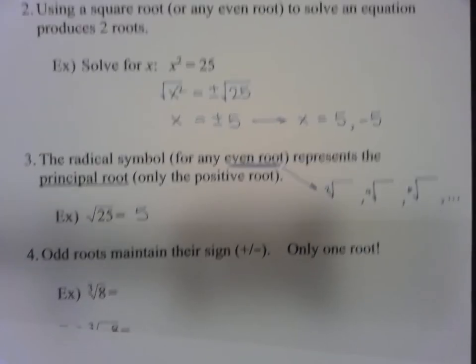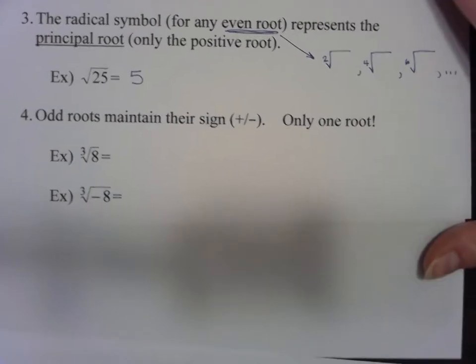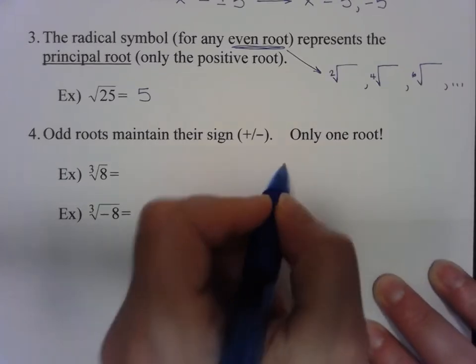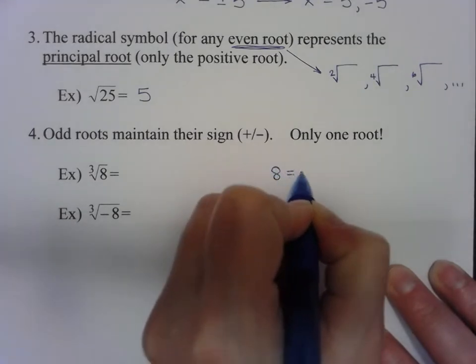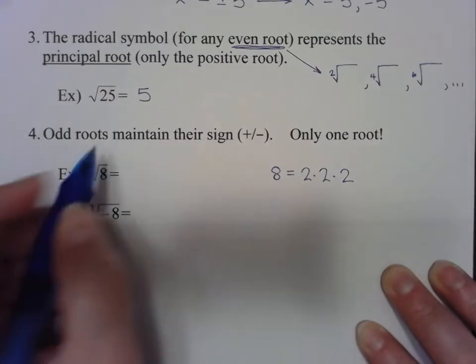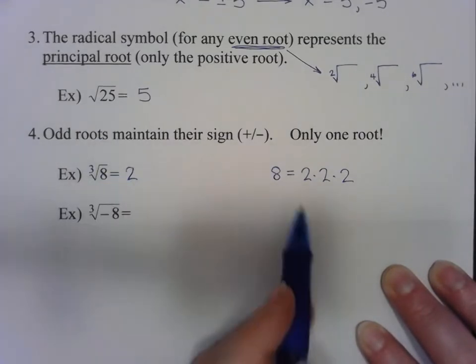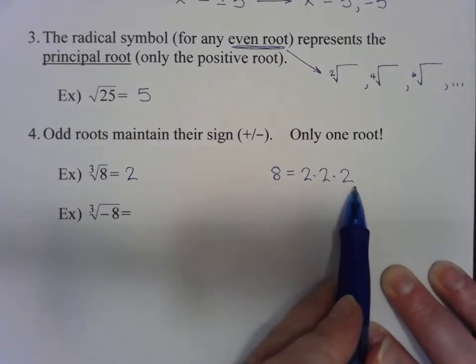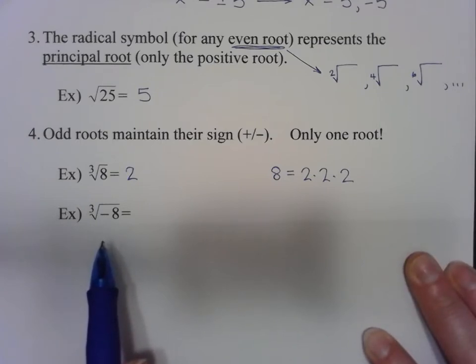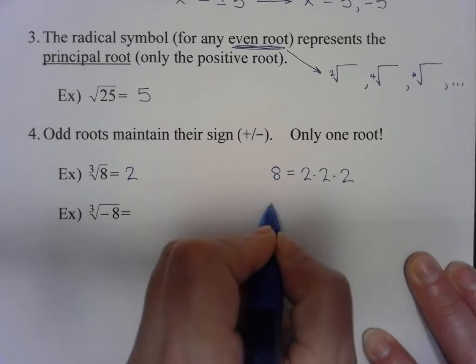Okay, the last property that we're going to look at deals with odd roots. This one says odd roots maintain their sign, and so we end up with only one root. If I'm taking a number and breaking it into an odd number of factors, like a cube root, I'm breaking it into 3 factors. We've already talked about the cube root of 8 being 2, because I can break 8 into 3 equal factors of 2. A cube root will work for a negative number, right? This is kind of the opposite of the first property we just talked about.